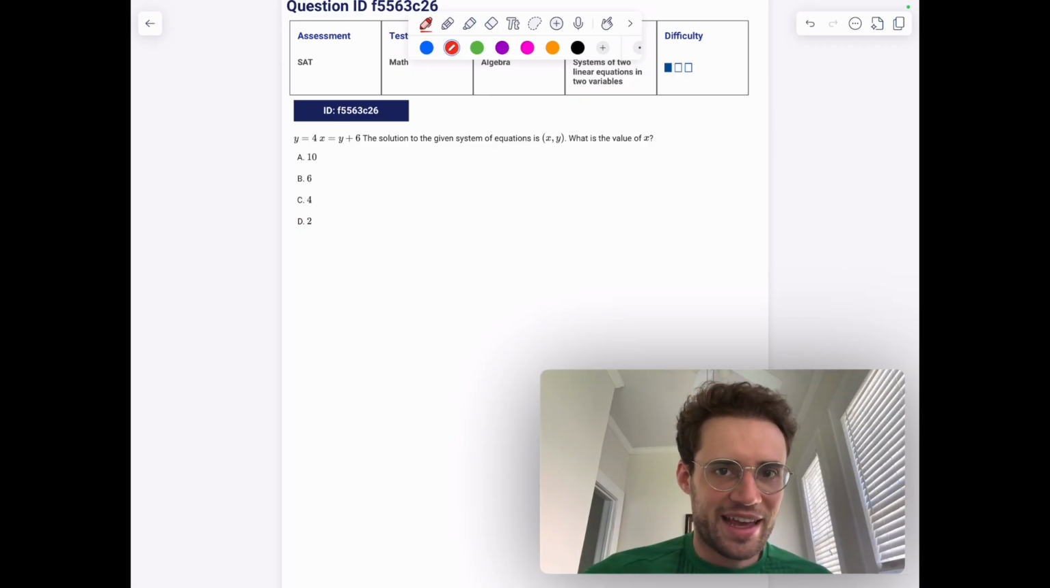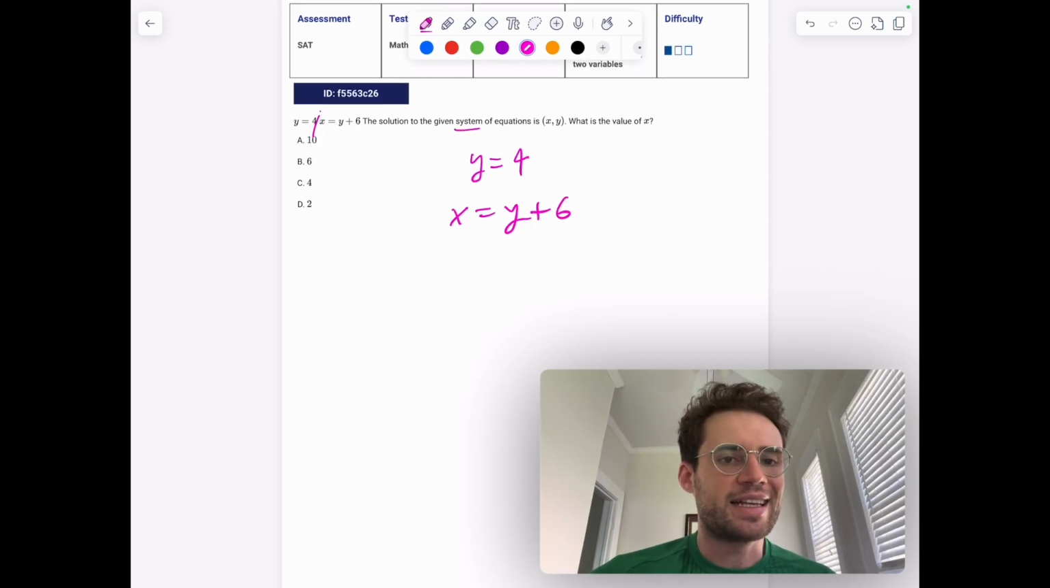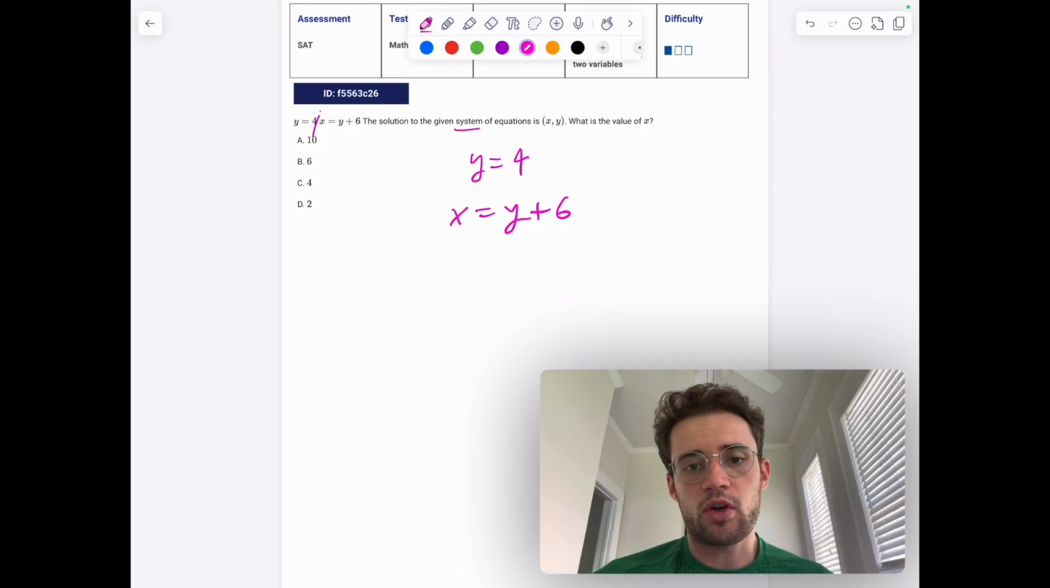All right, again, they're formatting these poorly. It looks like there's a space between that 4 and that x. It looks like it says y equals 4x, but it's supposed to be y equals 4 and x equals y plus 6. And they say the solution to the given system of equations is x comma y. What is the value of x?